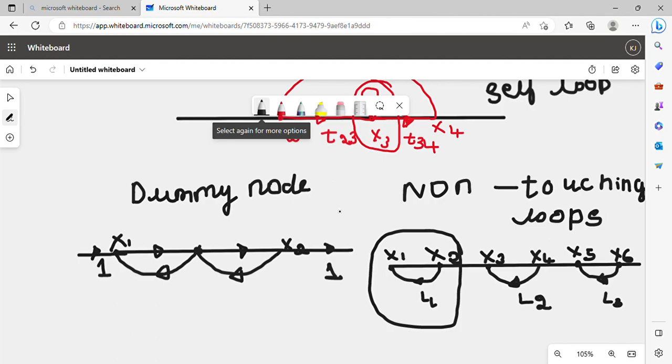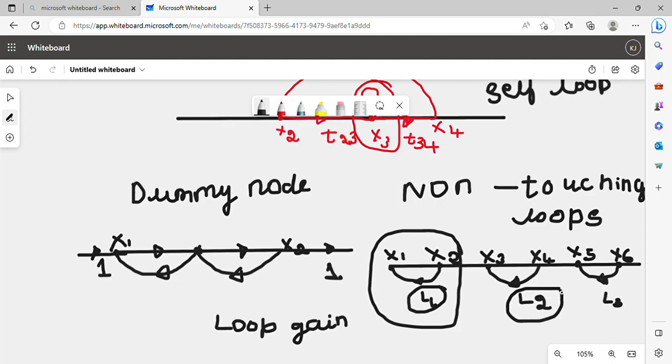So now coming on to the other term, that is loop gain. What is a loop gain? This is the last terminology. A loop gain is the product of all the gains of the branches that form a loop. These are all loop gains, that is L1, L2 and L3, right? Listen to it properly: the product of all the gains of the branches forming a loop, you can call it my loop gain.